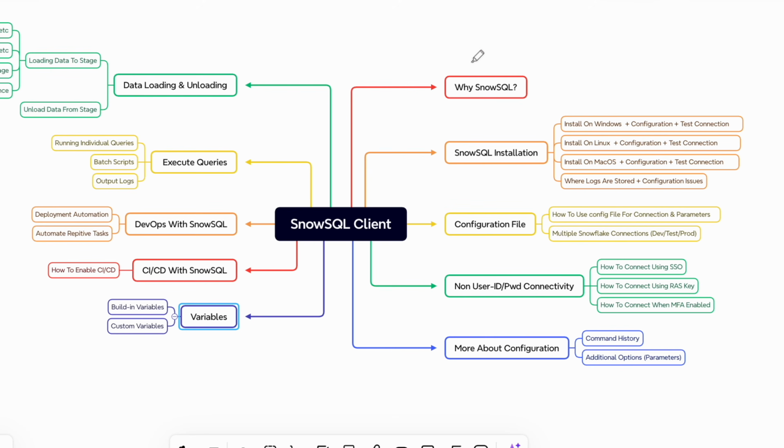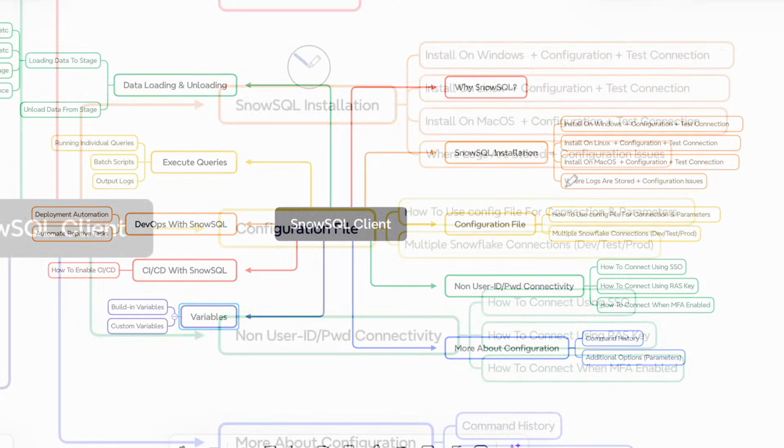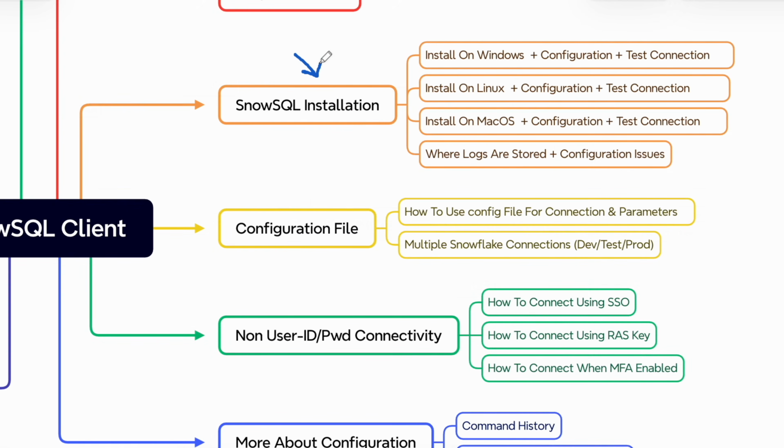Let's quickly go through all the sections which we are going to discuss as a part of this playlist. First, we are going to go through the installation process. Whether you have a Windows machine, Linux machine, or macOS machine, we will do the installation, perform the configuration activities, and quickly test the connection. All of them will be a separate chapter where we will also check where the logs are stored and how the configuration issues can be resolved.